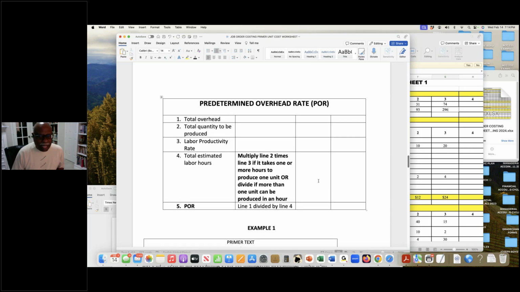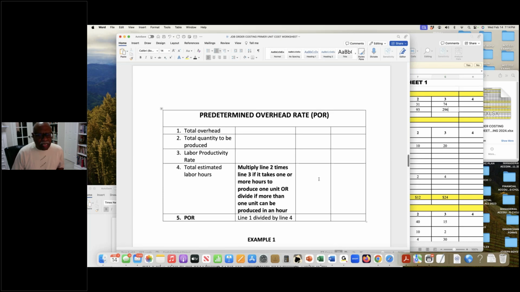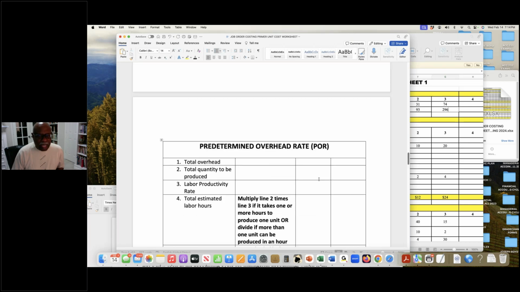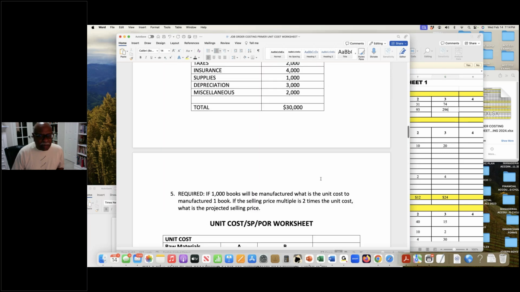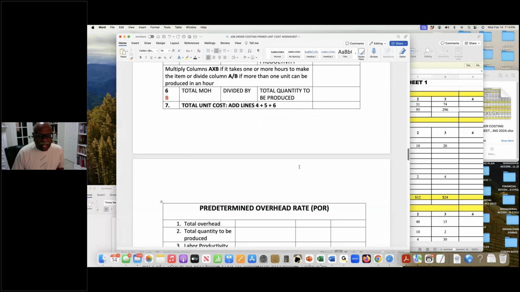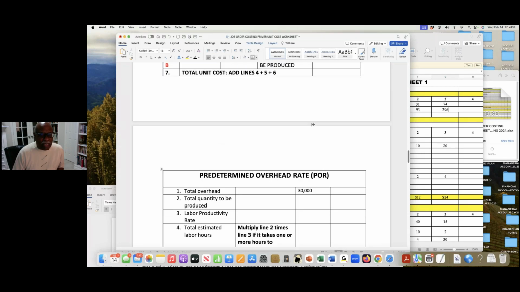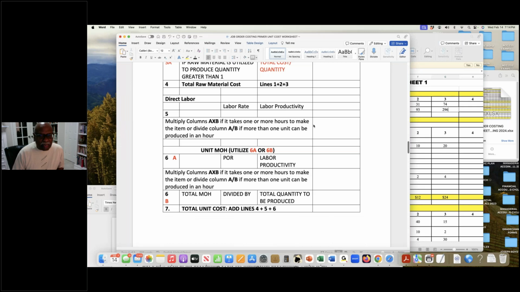So let's go back to our first problem, and we're just going to put these things in here. On the first one we did, we estimated the overhead to be 30,000. So that's the first thing that comes in here, 30,000. You can put it on your Excel sheet. The second thing is the quantity to be produced, and we said we were making 1,000 books.